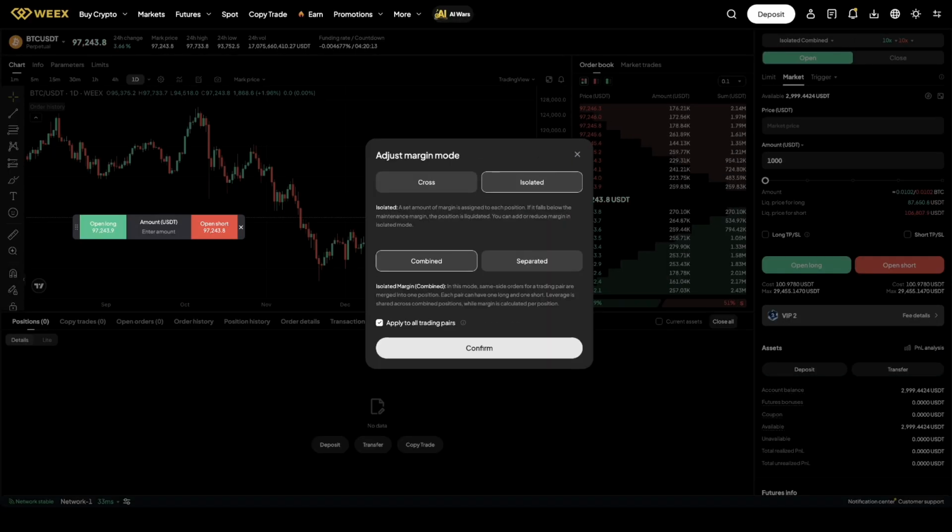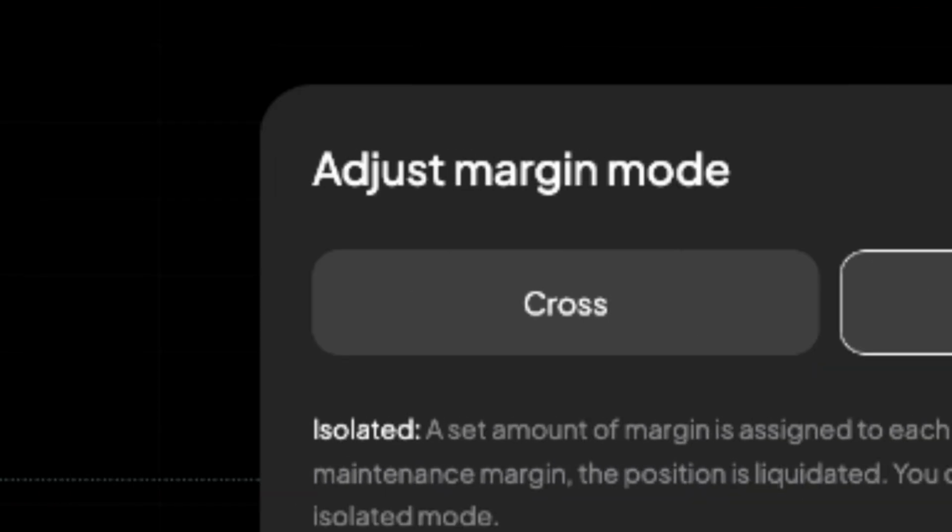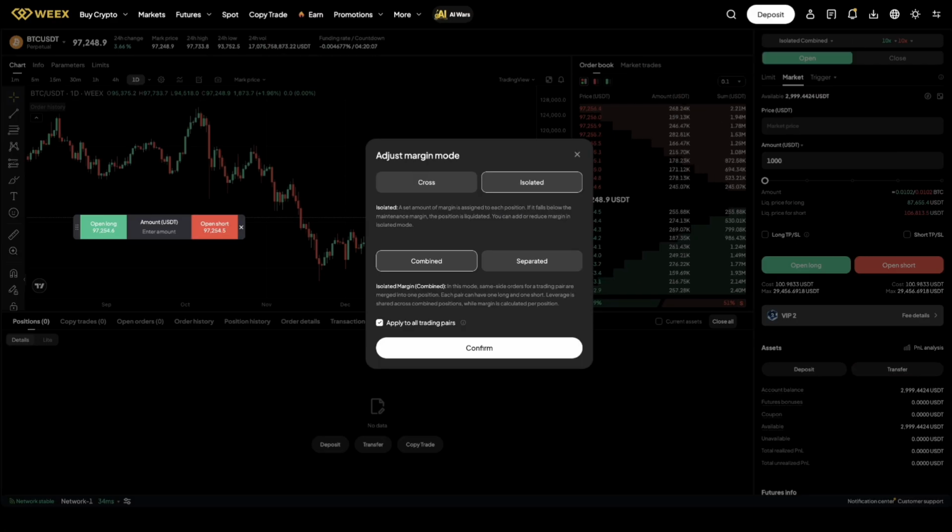But here's where it gets interesting and where most people get destroyed. Now look at this toggle. Isolated, cross. One click changes the entire game you're playing. So let me show you what each game actually looks like.